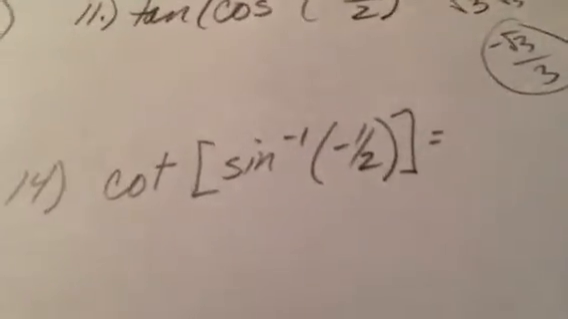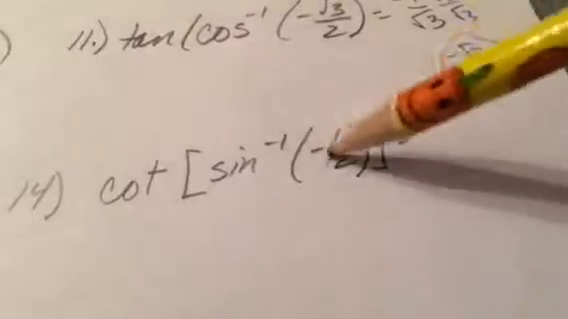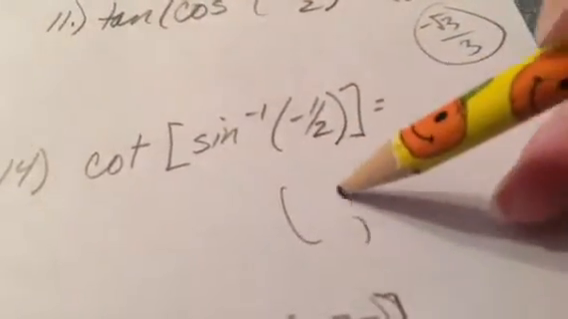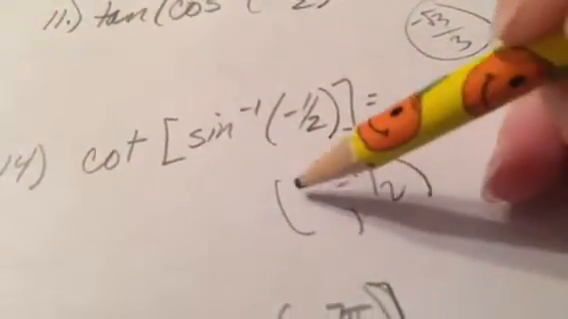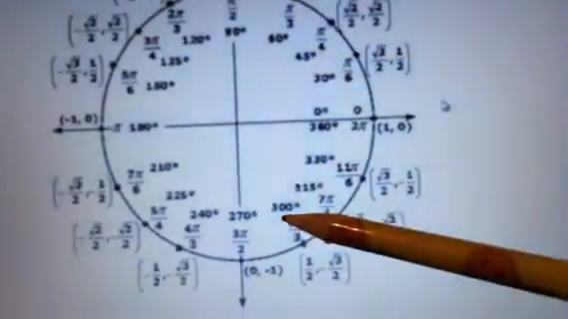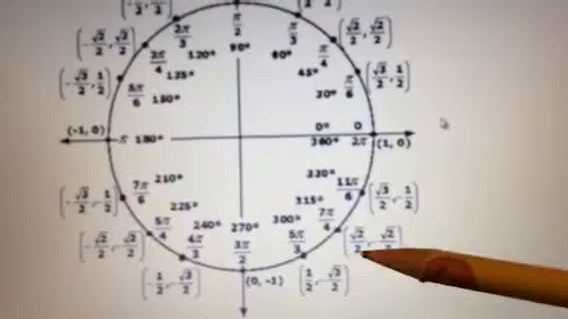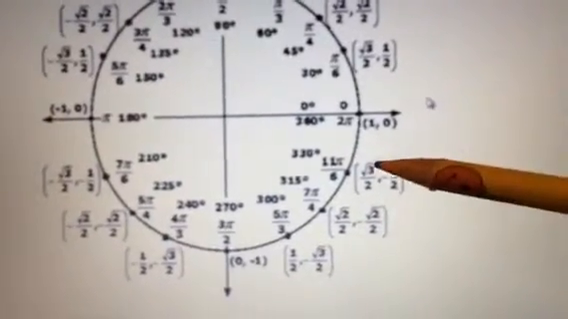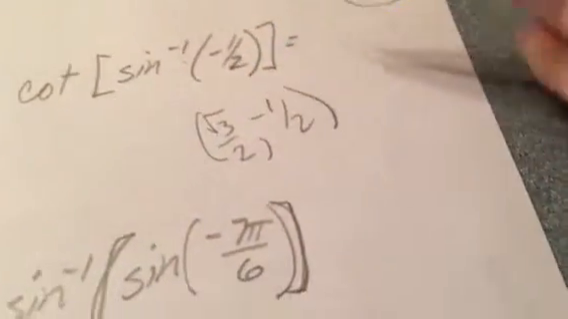All right, and this one's saying for the angle that has y value negative 1/2, so I know my y value is negative 1/2, what's the cotangent? Well, again, 1/2 goes with √3/2, and if I know I'm doing inverse sine, then I know I'm in this quadrant here, because inverse sine takes these two quadrants. So I know my x value is positive. So I know I have a positive √3/2, 1/2, cotangent x over y, so I get negative √3 as my answer.